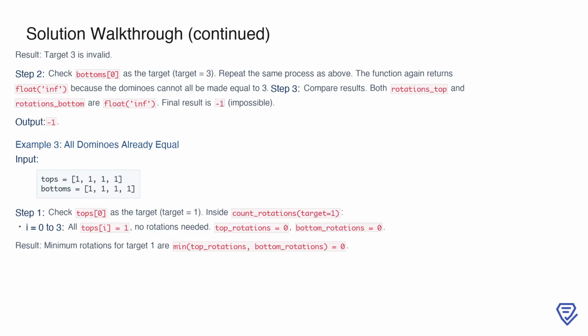Next, we evaluate the second target candidate, which is bottoms[0] equals 3. Following the same process as before, we find that the function again returns float('inf'), because there's at least one domino that cannot match the target.